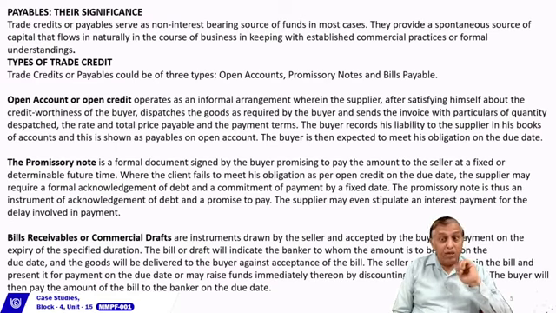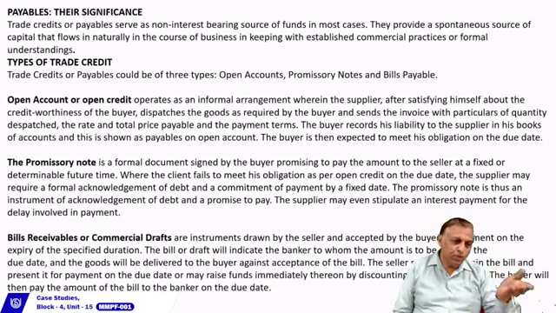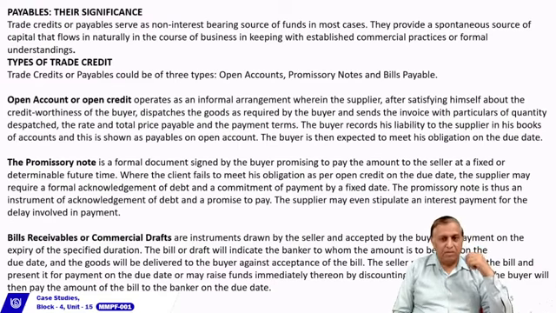The promissory note is thus an instrument of acknowledgement of debt and a promise to pay. The supplier may even stipulate an interest payment for the delay involved in payment. Now, friends, when your accounts payable are not being settled properly, you need to expect this kind of setbacks.